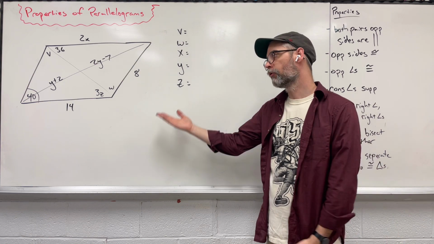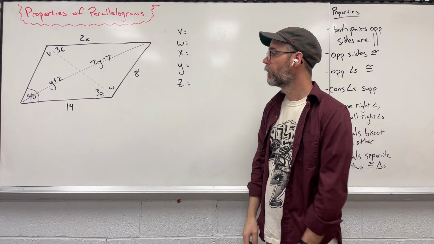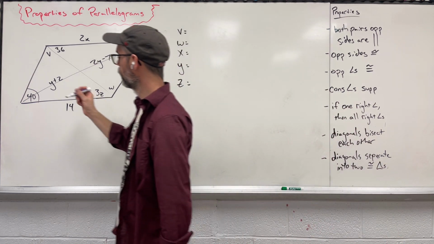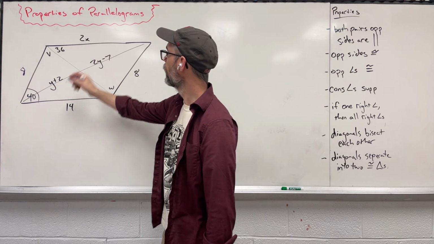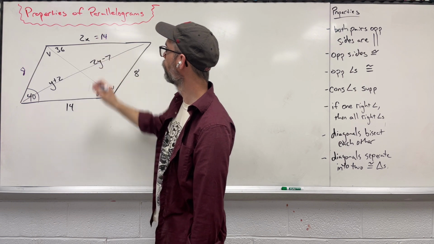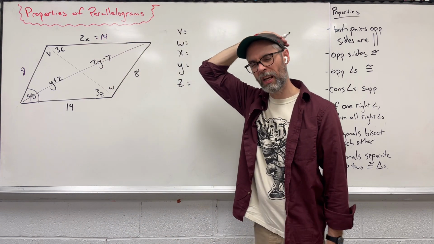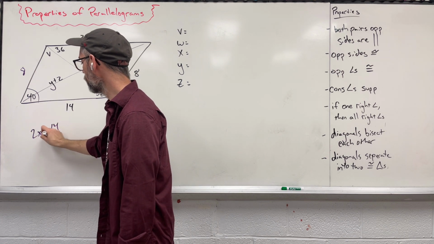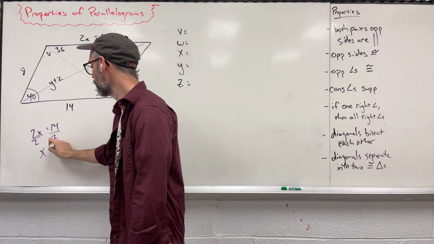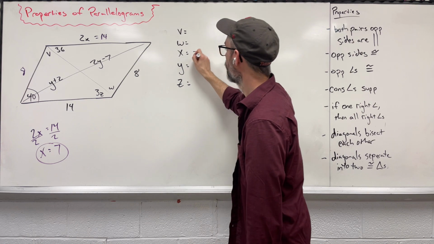Sometimes it's helpful to label stuff on the picture, even if we don't need it. So I know that's 8. I know that's 8. I know that this is 14. I know that this is 14. There's your first equation. So we can set up 2x equals 14, divide, x equals 7.